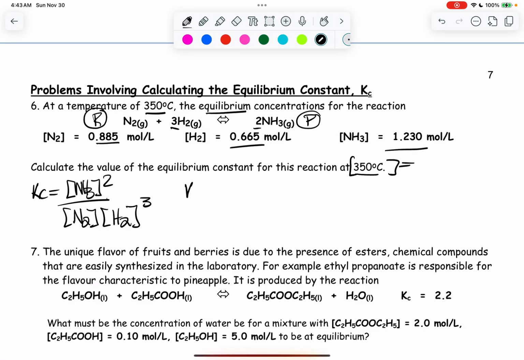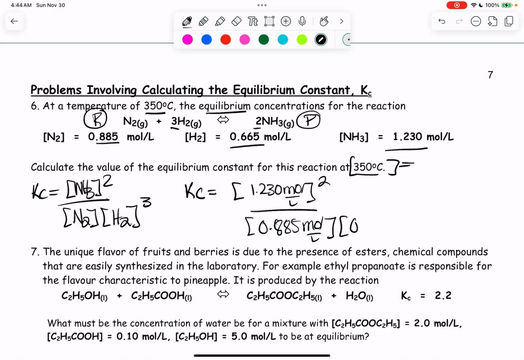So in this case, my Kc is equal to 1.230 moles per liter to the power of 2 all over the concentration of N2, which is 0.885 moles per liter, multiplied by 0.665 moles per liter, all to the power of 3, which gives me a Kc of 5.81 to 3 significant digits. So those are how you do that question.